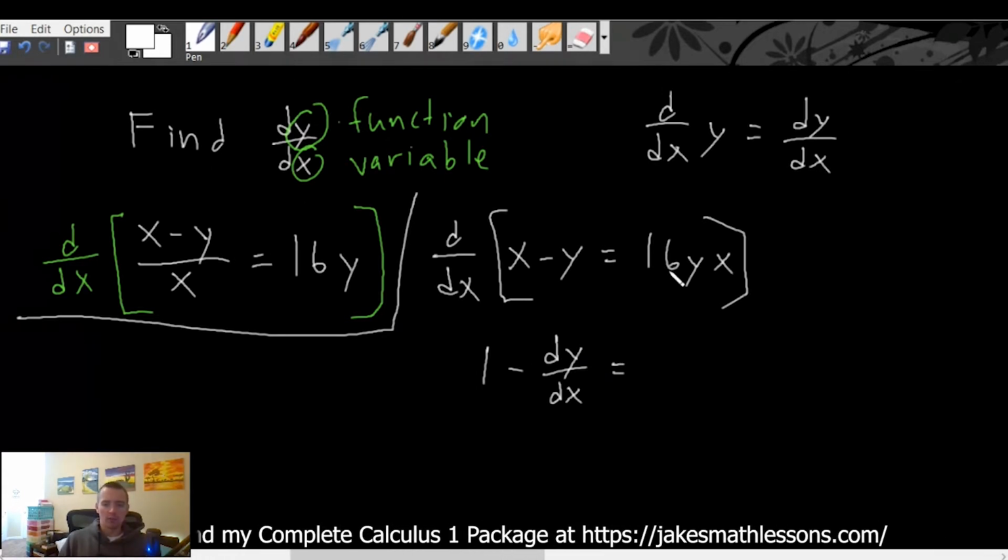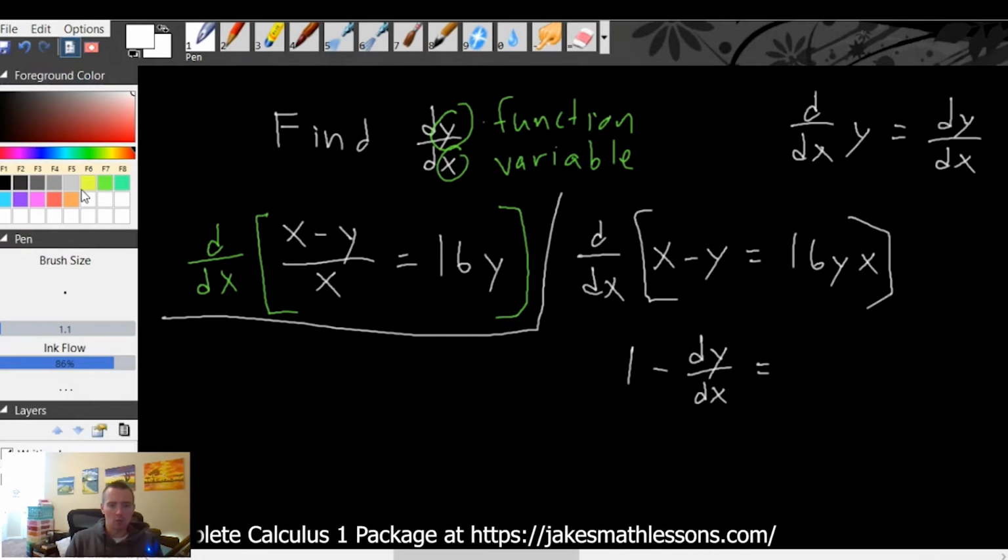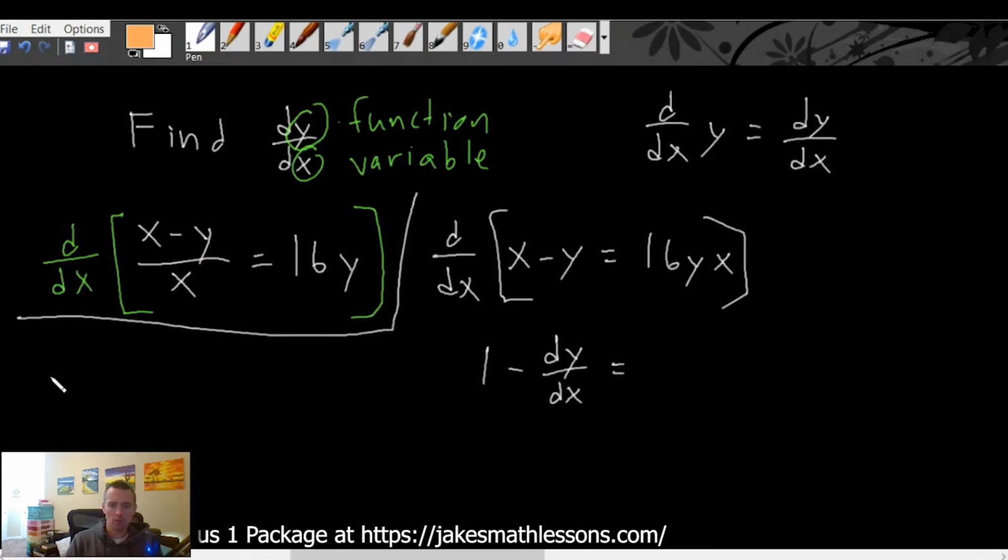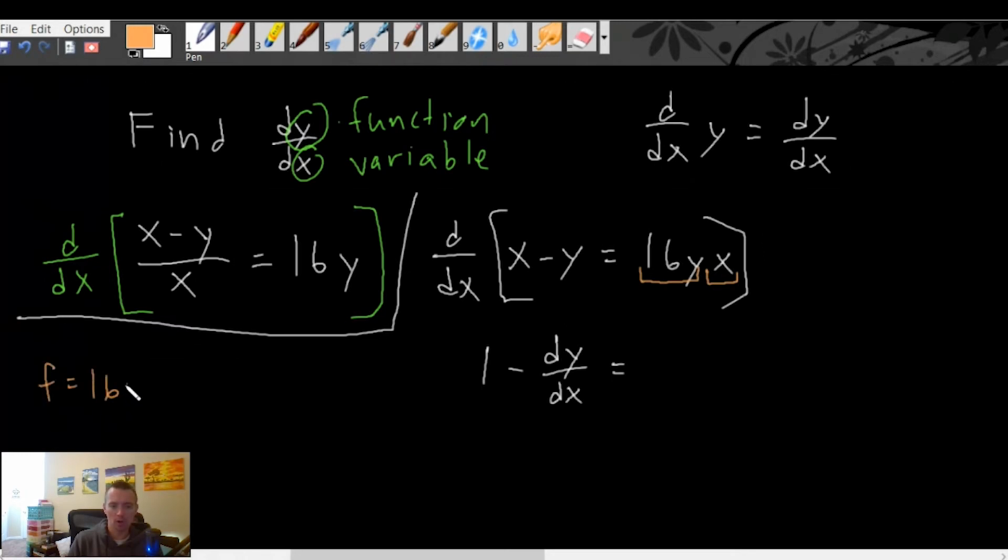Then to take the derivative of the right side of our equation here, we are going to have to do product rule, which is also one of the formulas on my study guide. But we'll go ahead and say that 16y is one of our functions and x is our other function. So we'll say f is 16y and g is x.